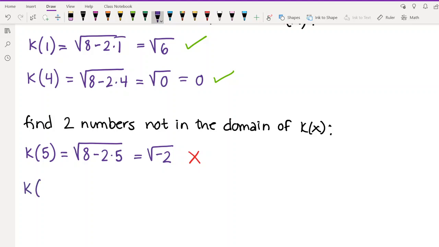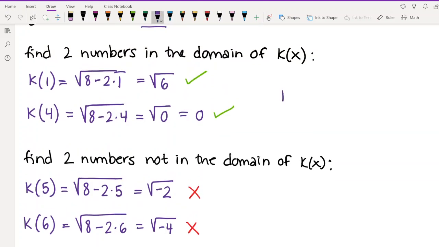Continuing in that direction, we could do 6, or 5.1 or 5.5, or anything that is bigger than 4 is going to work. But just for the sake of doing a whole number, let's say 6. So we'd have 8 minus 2 times 6, and now that is 8 minus 12. So that's the square root of negative 4. Again, that is undefined. And so our answer for this first one, we said that 1 and 4 were two numbers that were in the domain.